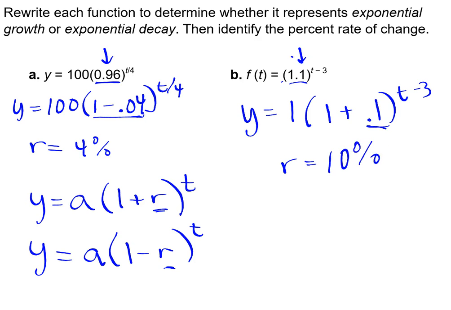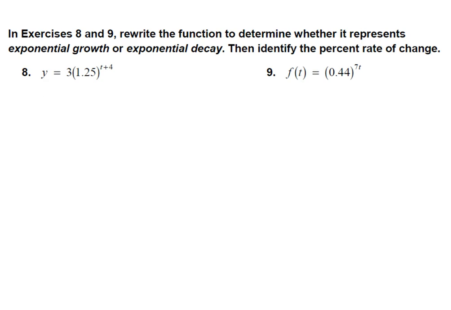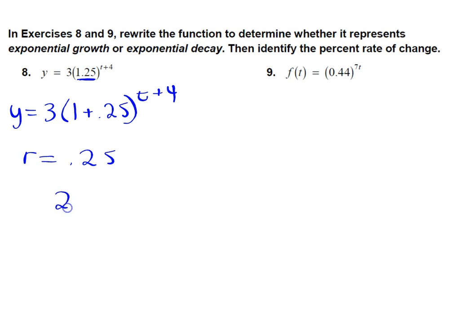Okay, the two that are in your book, 8 and 9, I want you to do the same thing for those two. I'll pause this and then we'll check. Okay, so for yours, y equals 3 times 1. Did we add or subtract from 1 to get to 1.25? We added. How much do you add to 1 to get 1.25? 0.25, t plus 4. So r is 0.25, which is 25%. So that's got a 25% rate of increase.